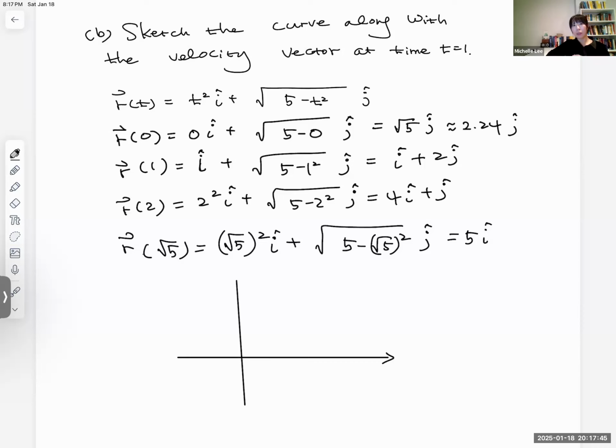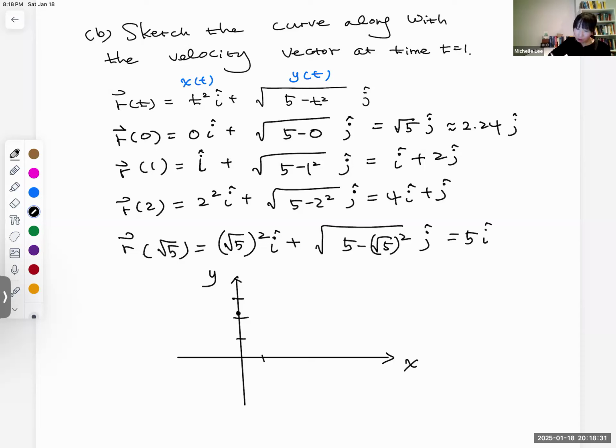So this is a plane curve because we have only i and j, right? So that will be x, this will be y. In other words, we can express this as x of t and y of t, right? Okay. Now, when t equals 0, we have approximately 2.24 j. So there will be 1, 2, 3. So 2.24, it's about here, approximately, right?